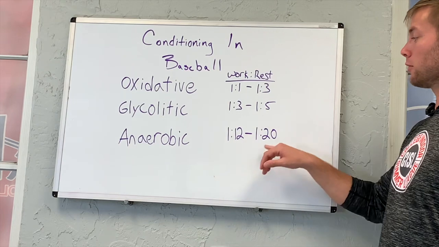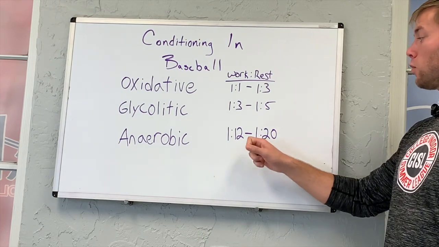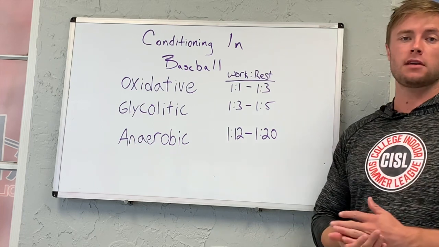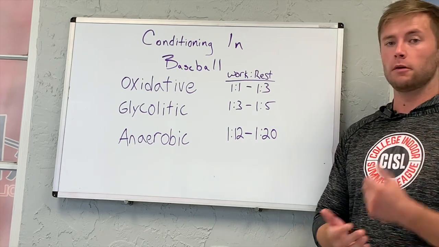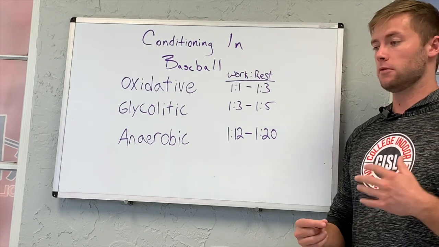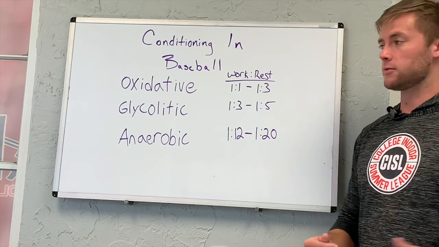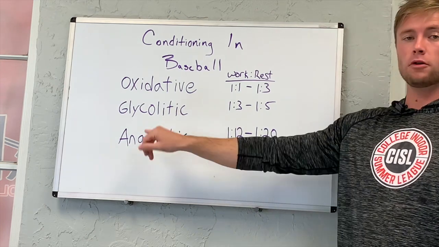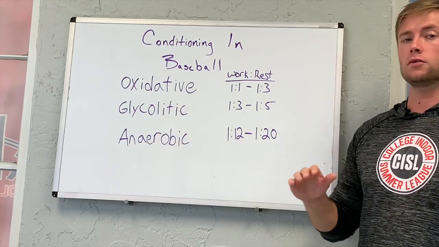And then as we work to anaerobic, okay, work to rest is typically 1-to-12, 1-to-20. Okay, so this is our absolute max effort sprinting, our pitching, you know, those types of things. Now, this is where baseball is played. Okay, the anaerobic system is almost exclusively used in baseball.